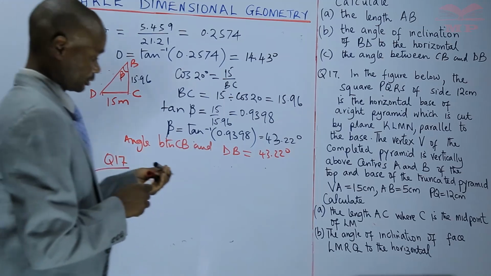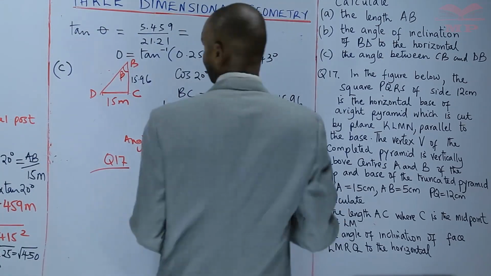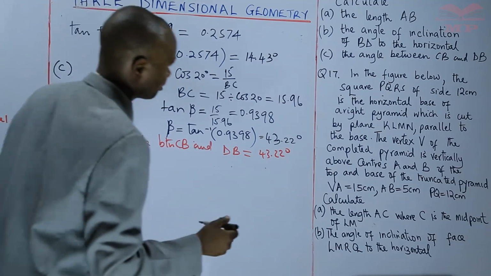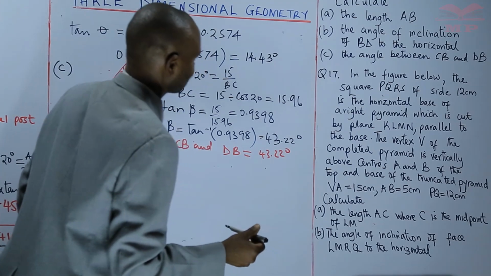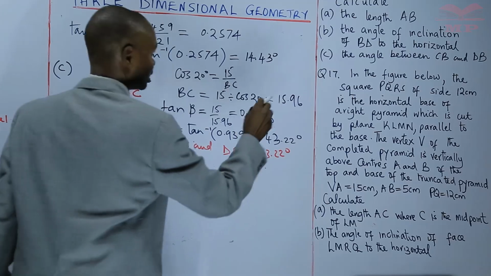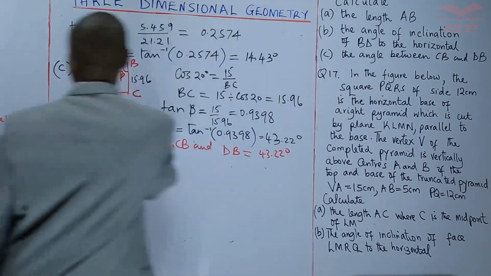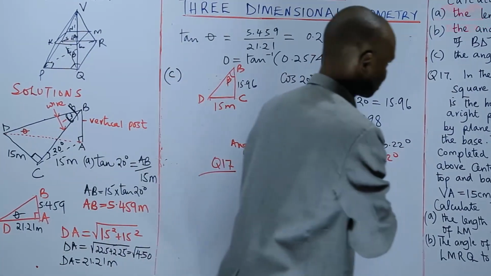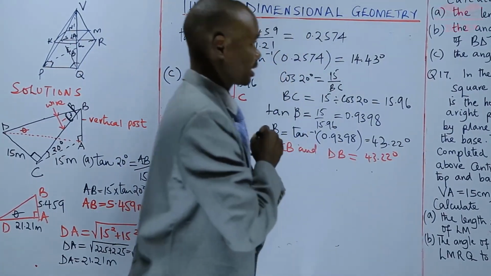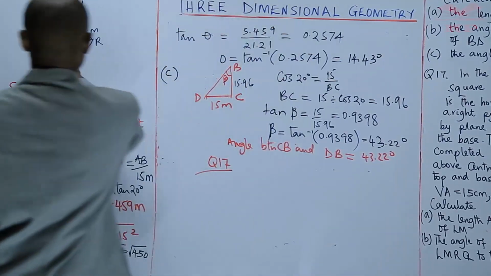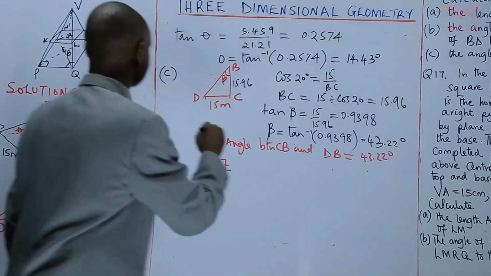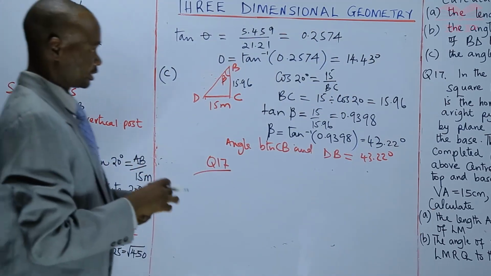So A, you read the question in the figure given. In this figure below, PQRS is the base of a square. The square PQRS is a square with a horizontal base of a right pyramid, which is cut by plane KLMN horizontally parallel to the base, and there is a vertex V. That is the vertex.